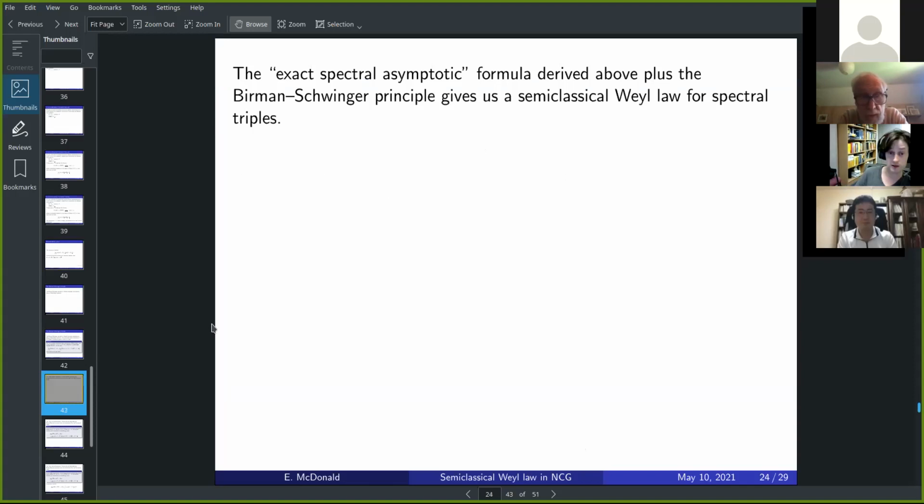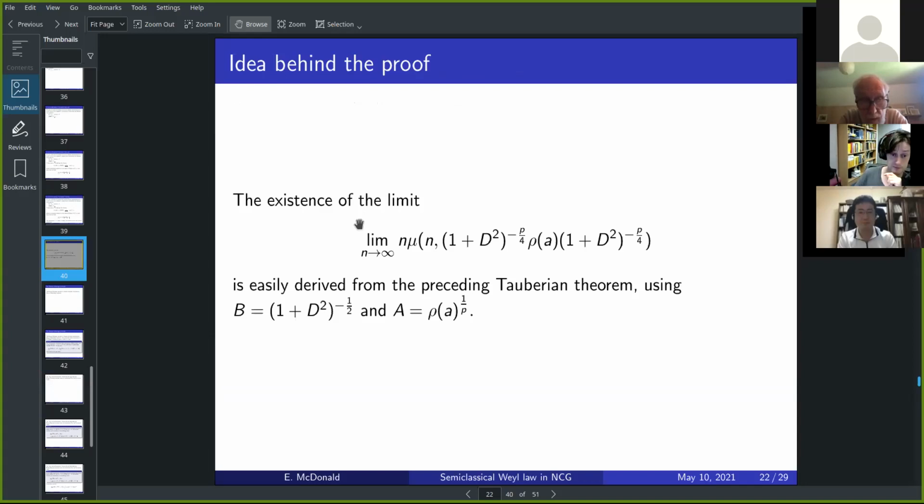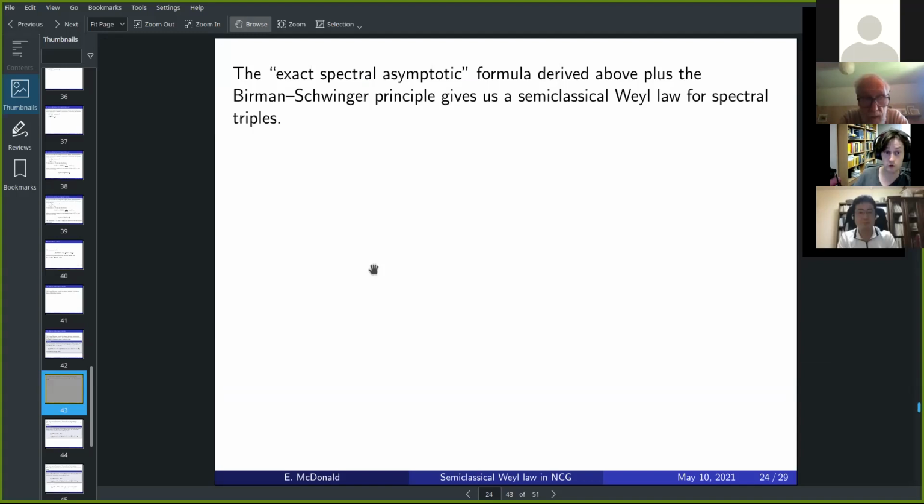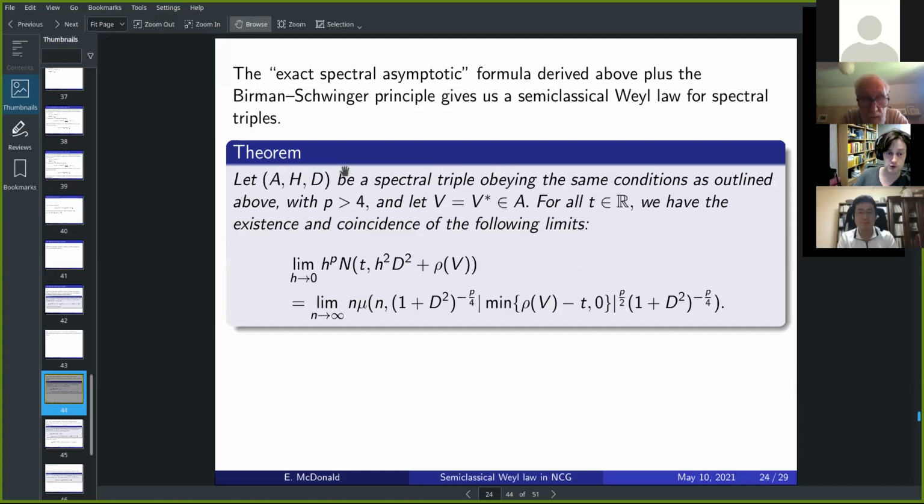But regardless, granted that you know that we have the existence of this limit, via the Birman-Schwinger principle and certain technical arguments, which I will omit, you can get a semi-classical Weyl law for spectral triples, which I find very nice. So here, A, H, D is a spectral triple. It obeys the same conditions that I outlined above. The dimension is now bigger than 4 rather than bigger than 2. That's for certain technical issues throughout the argument. I wouldn't say it's all that important. Probably it can be removed. I would like to remove it. That's why this is not totally satisfactory.